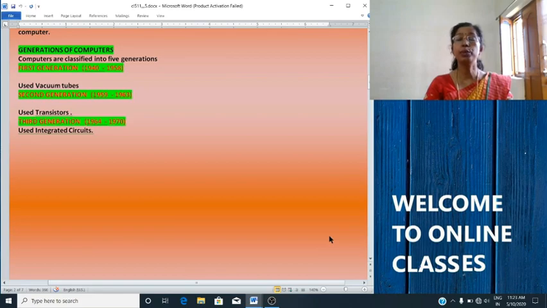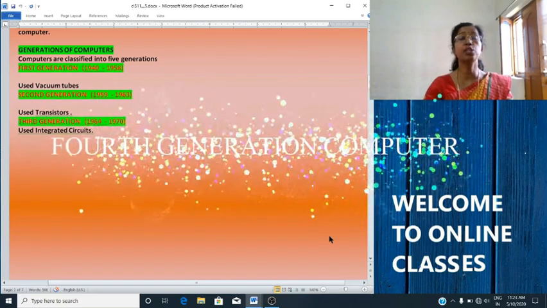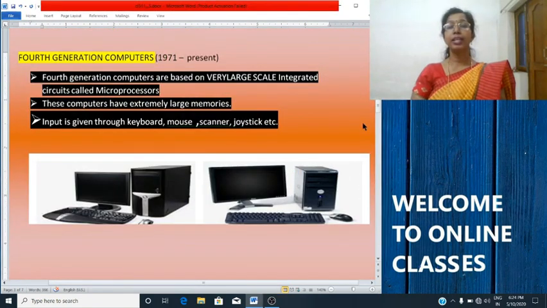Now we will move to today's first topic, that is fourth generation computers, 1971 onwards. Fourth generation computers used microprocessors. The concept of microprocessor came into existence with this generation, which led to the development of microcomputer. Fourth generation computers, that is the present day computers, are based on very large scale integrated circuits called microprocessors.